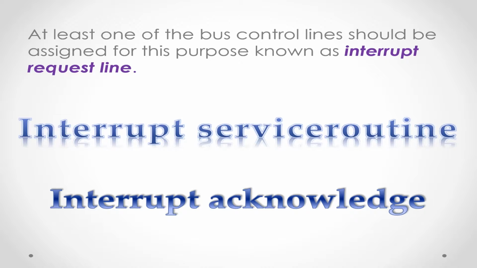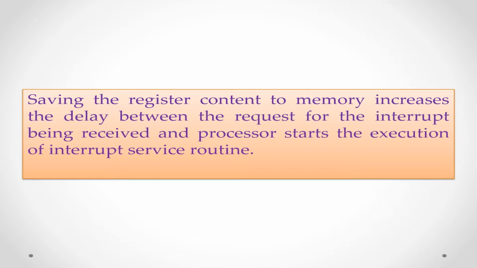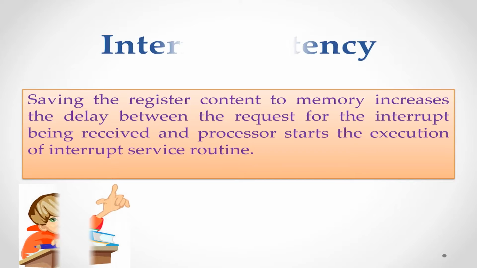Whenever an interrupt occurs, the information on the current running program must be saved. This information will be restored after the completion of the interrupt request. The information that is saved and restored includes the condition code flag and the content of any registers used by the program or by the interrupt service routine. Saving the register content to memory increases the delay between the request for the interrupt being received and the processor starting the execution of the interrupt service routine. This delay is known as interrupt latency.